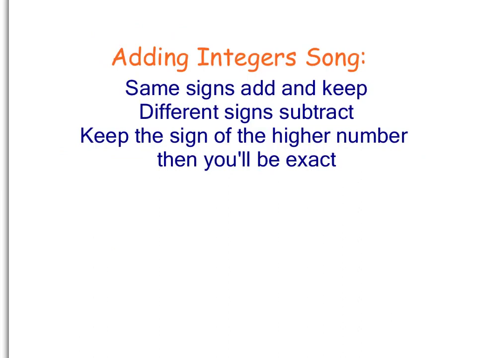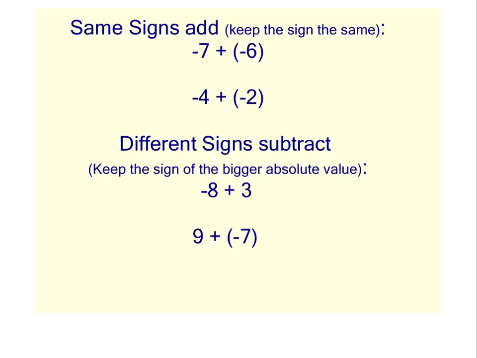And truthfully, I sing this a lot when I'm trying to help kids going through problems so that you know what to do. All it's saying is same sign. What it means by same sign is when you have both negative numbers or both positive numbers, like when we had 3 plus 4, you just keep the sign the same and add the numbers. So, for example, 3 plus 4 was 7. I kept it positive because it was positive.